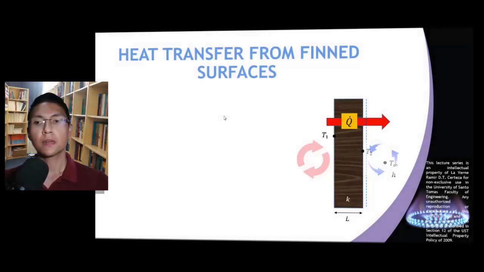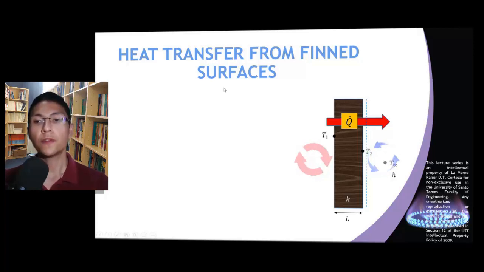We previously discussed how we can decrease the rate of heat transfer from a surface through insulation. Now we are going to discuss how to do the opposite. That is, how to increase the rate of heat transfer from a surface.